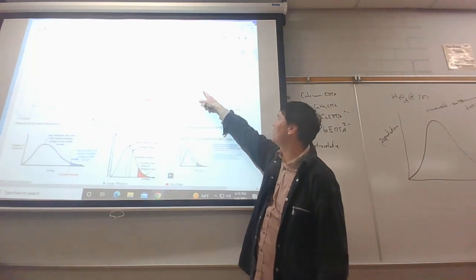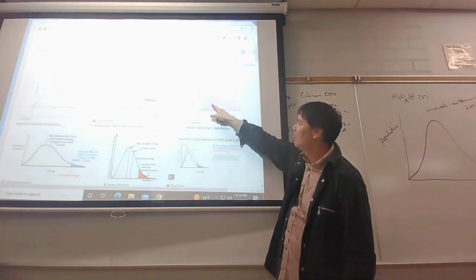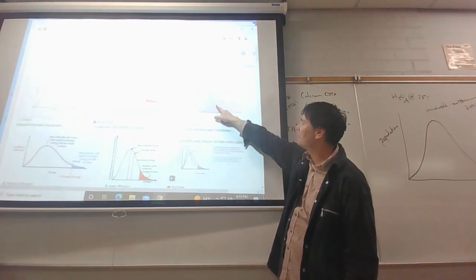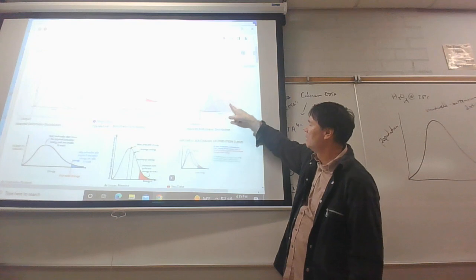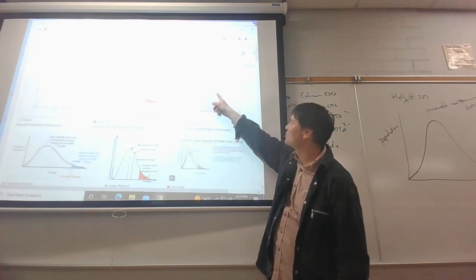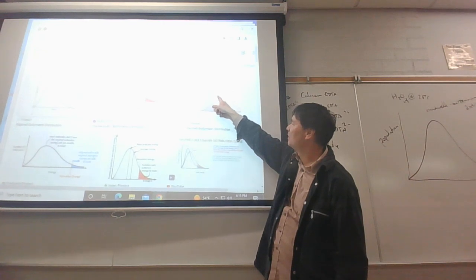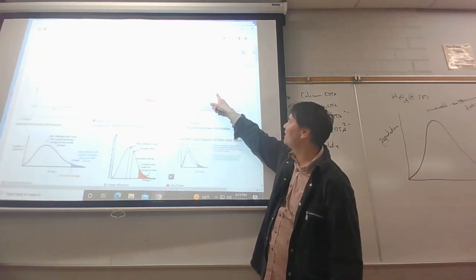So the blue one would be at a colder temperature. If we heat it up, the whole population shifts to higher energy. And so the red one here would be at a higher temperature. Now, the average kinetic energy is actually on the shoulder. It's not at the peak here. It's off here. So the average kinetic energy for the green one equals 25.